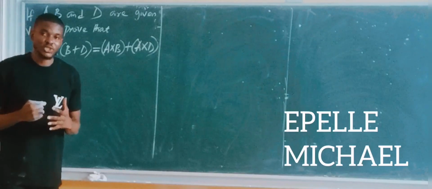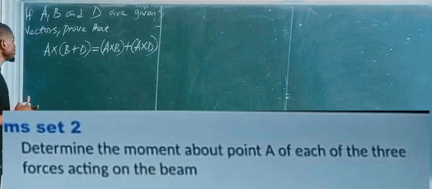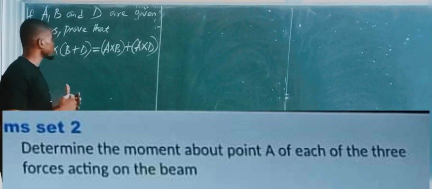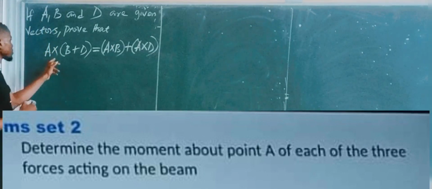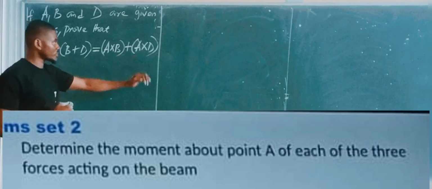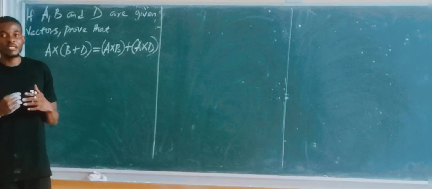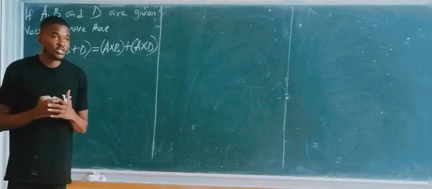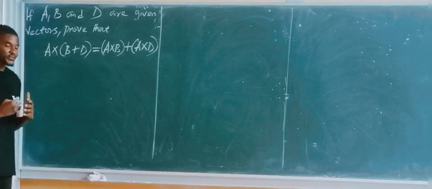So let's consider the question on the board. It says, if A, B, and D are vectors, prove that A cross (B plus D) equals A cross B plus A cross D. Okay, this is actually a distributive law of vectors. So let's try to prove this law and see.